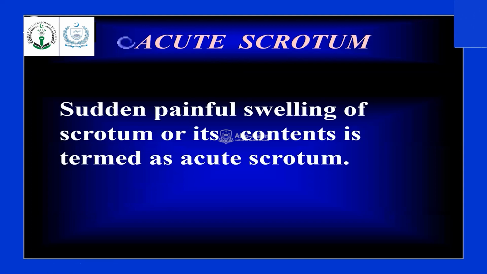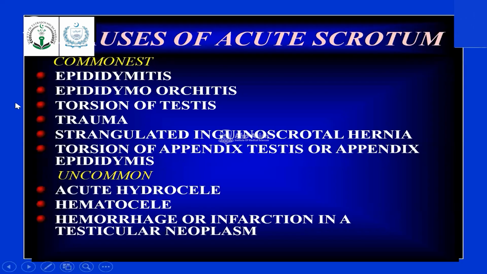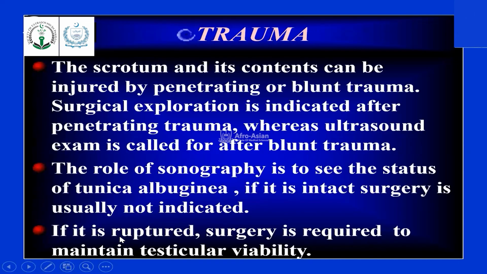In acute scrotum, sudden painful swelling of the scrotum and its contents is termed acute scrotum. The causes are epididymitis and epididymo-orchitis. Inflammation of the epididymis is epididymitis; inflammation of epididymis and testes is epididymo-orchitis. Then there is torsion of testes, trauma, strangulated inguinoscrotal hernia, torsion of appendix testes or appendix epididymis. The uncommon causes of acute scrotum are acute hydrocele, hematocele, hemorrhage, or infarction in a testicular tumor.